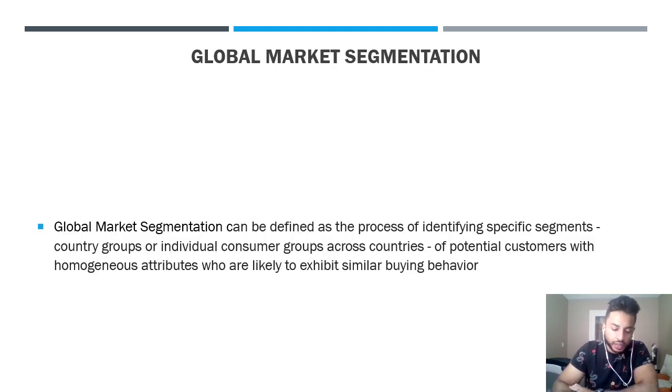So what's global market segmentation? It's the process of identifying specific segments, countries, groups, or individual consumers across countries, of potential customers with homogeneous attributes who are likely to exhibit similar buying behavior. Basically, you're putting people, countries, or cities into a certain group and saying, okay, these guys are all similar. They all behave similarly, buy similarly, and react to this product similarly. So that's global market segmentation. You're just identifying specific segments.